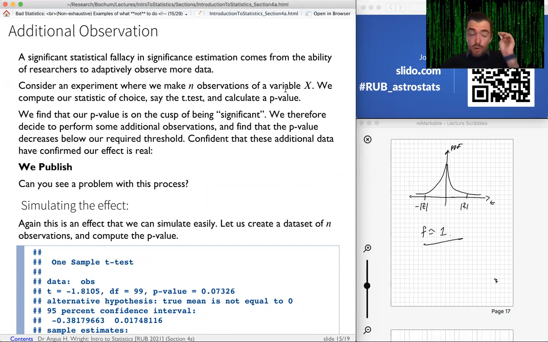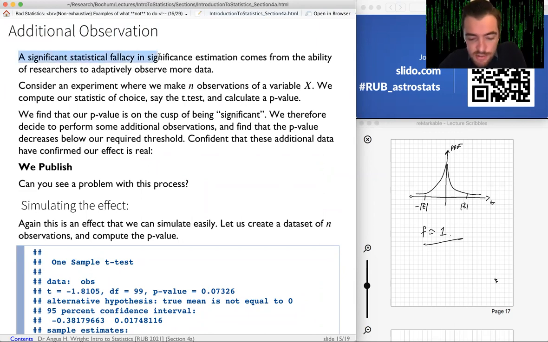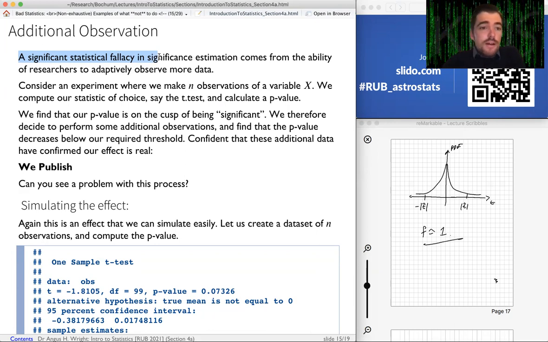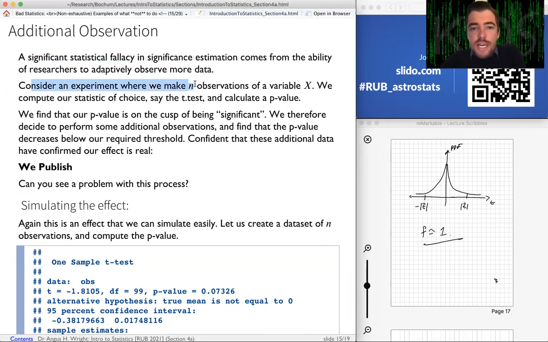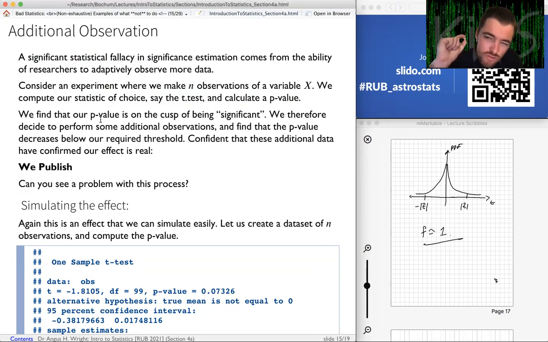Okay, the next possible problem is what we're going to refer to as additional observations. And this is a really important one. You get a significant statistical fallacy in significance estimation because of the way in which we as scientists collect data. Let's consider an experiment where we make n observations of some variable x, and we compute our statistic of choice using, let's say, the t-test, and we calculate a p-value. That p-value that we measure is right on the cusp of being significant. It's not there, but it's really close.